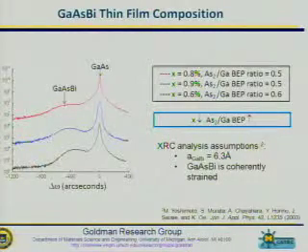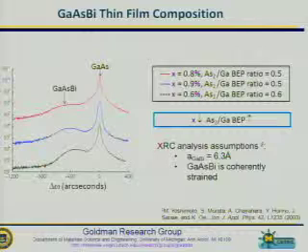This slide highlights the technique that we use called X-ray diffraction. X-rays are very sensitive to changes in the lattice parameter of the film, and we can use the changes in the lattice parameter to determine if bismuth has incorporated into our films.